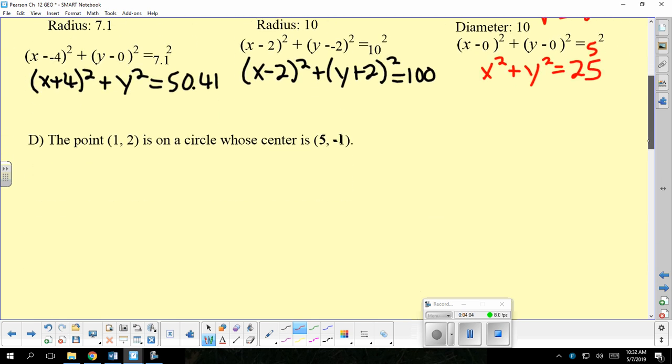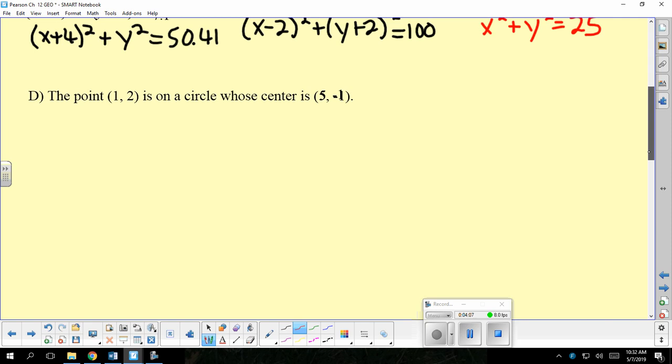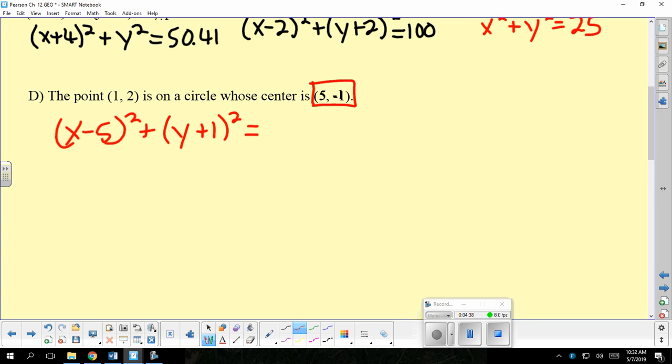All right. Next, the point (1, 2) is on the circle, whose center is (5, negative 1). All right, so what do I have here? I have my center, right? So I can find this part of it. So (x minus 5) squared plus y minus a negative 1 is (y plus 1) squared equals, and I need to figure out the radius.